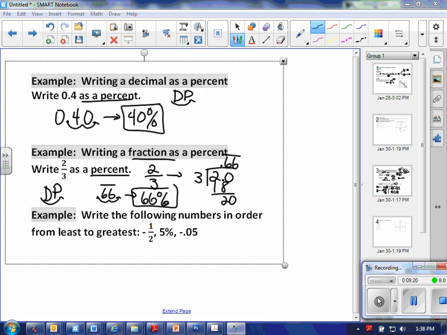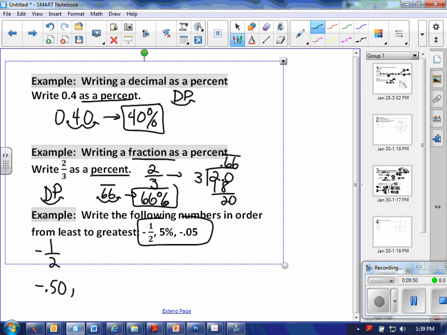Okay, so here's one more example. Again, determining which one is in order from least to greatest. We have -1/2, 5%, and -0.05. One thing I like to do is get them all equal to the same, whether they're all decimals, all fractions, or all percents. In this case, I'm a decimal fan. It doesn't matter. I just know if I have -1/2, that's going to be -0.50 or -0.5.